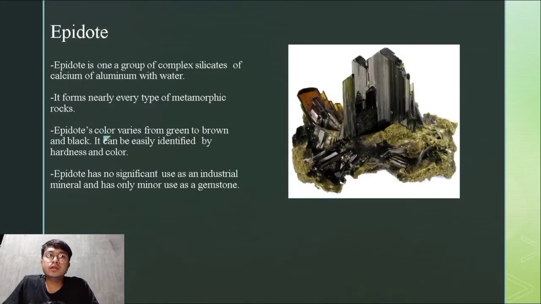Epidote. Epidote is one of the group of complex silicates of calcium and aluminum with water. It is formed in nearly any type of metamorphic rocks. Epidote color varies from green to brown and black. It can be easily identified by hardness and color. Epidote has no significant use as an industrial mineral, and has only minor use as a gemstone.